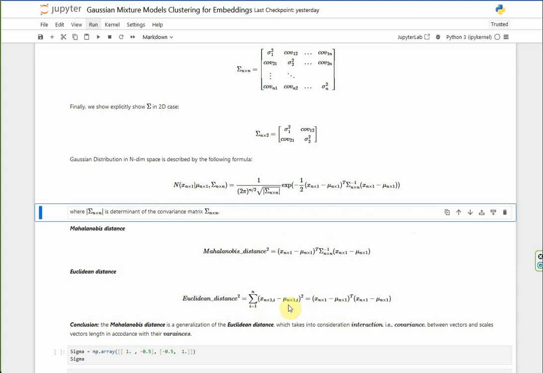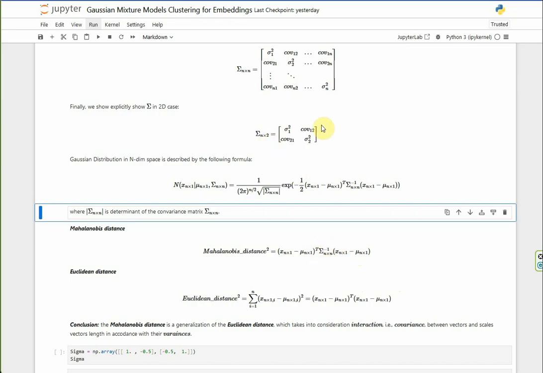By definition, Euclidean distance is the sum of square differences component-wise between two vectors, which can also be written in the form of x minus mu transpose multiplied by x minus mu. So the first component and the third component of Mahalanobis distance are basically components of Euclidean distance. And in the middle, we have the inverted covariance matrix.